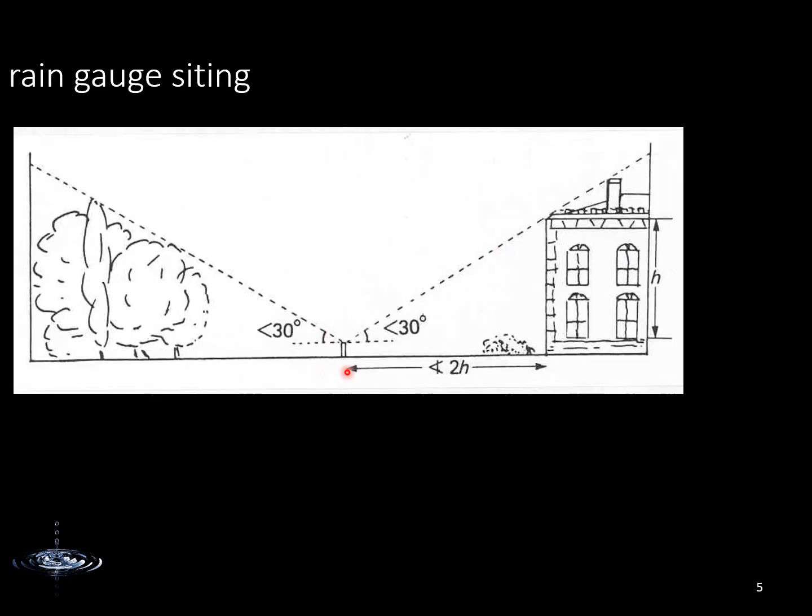So there is a standard of where we put our rain gauge. We can't put it in any direction, so we need to have some kind of standard. For example, when you draw a 30-degree angle, and there could be buildings or trees, if the height of a building or tree is h, then the distance from the rain gauge station to that point should be 2h. This is the standard that we need to use when we put our rain gauge.